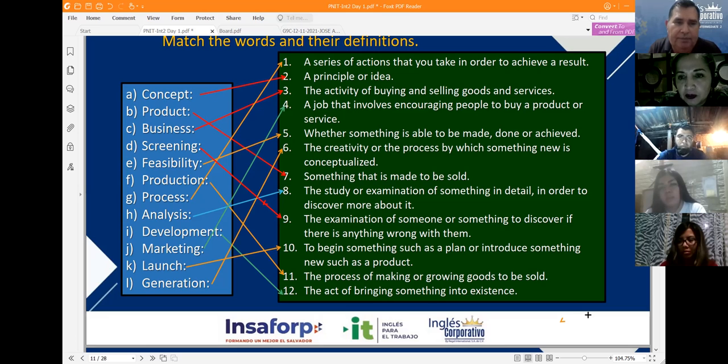the designing department creates a concept of the product, the characteristics, and everything that is inherent to the product. Then what happens? They present it before a committee. The committee gets experts to screen the product, means to study it, to break it down in pieces, and to see if there is anything wrong with the concept.